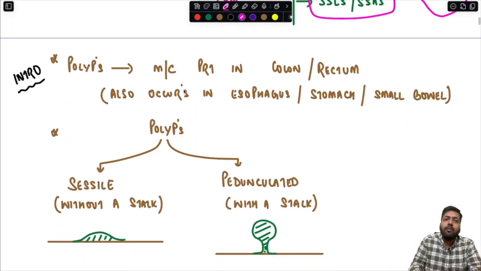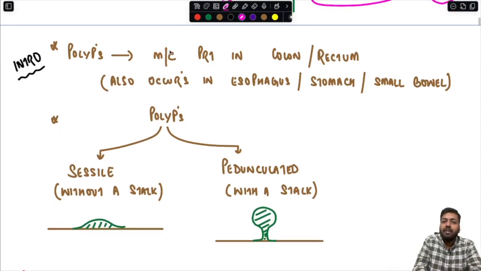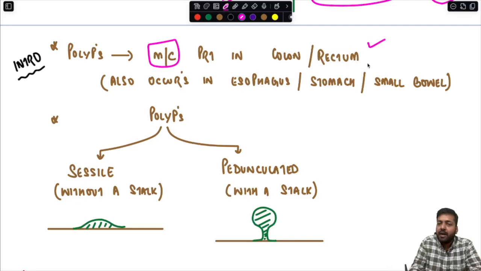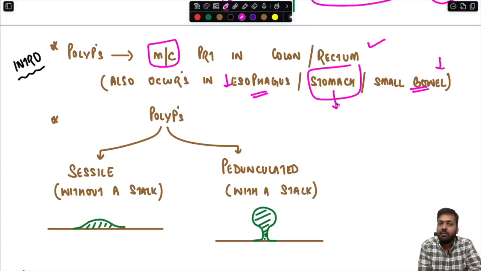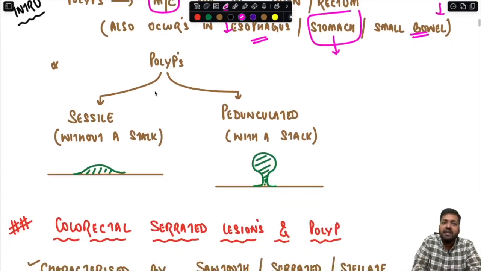Remember, polyps are most commonly present in the colorectum, but it doesn't mean they are not seen in other parts of the GI tract. They can also occur in the esophagus, the stomach and the small bowel. The incidence in the esophagus and small bowel is very low compared to the stomach, where we have already discussed the different kinds of polyps. Polyps can be either sessile, that is without a stalk, or pedunculated, that is having a stalk.